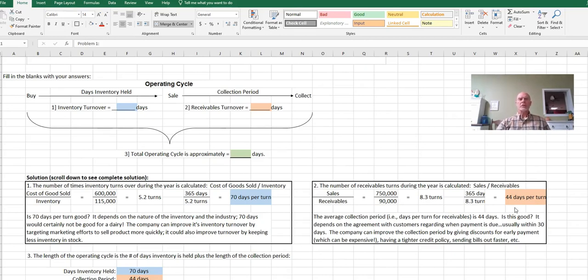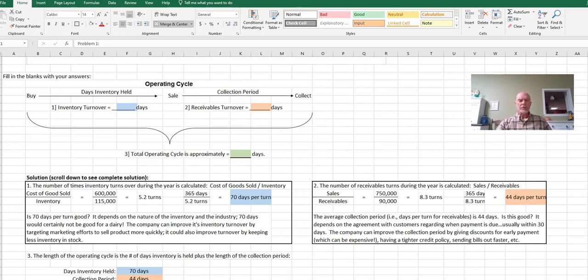Anyway, the inventory turnover and the receivables turnover, those are two examples of how we can use the numbers on the financial statements to gain insights to the performance of the company. We call this financial ratio analysis.